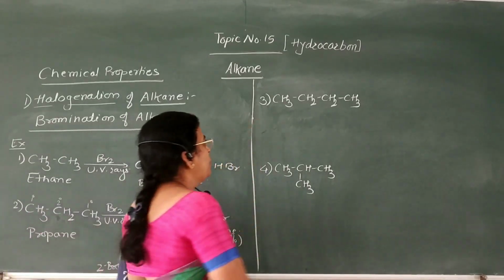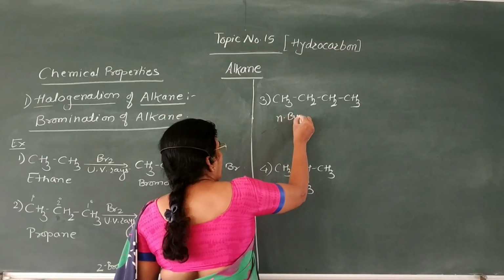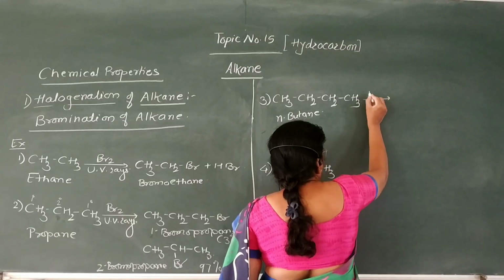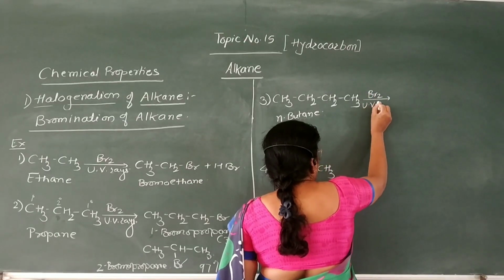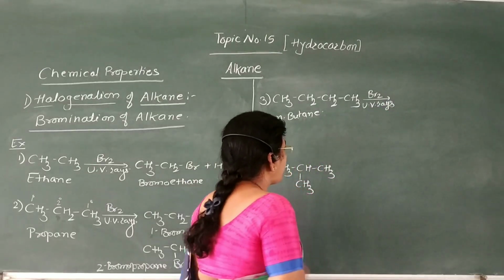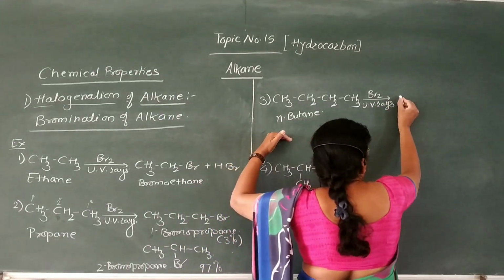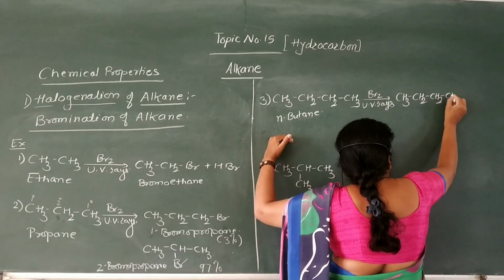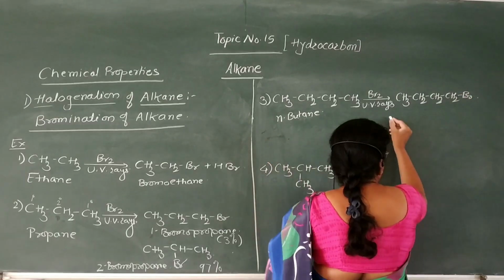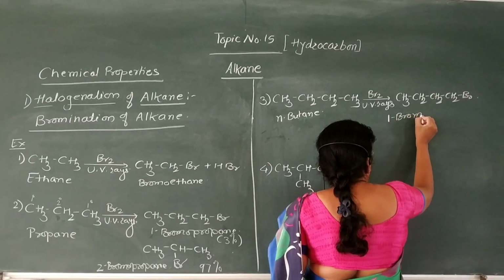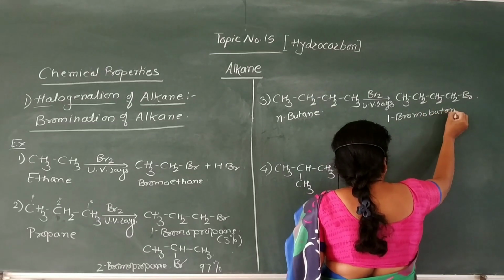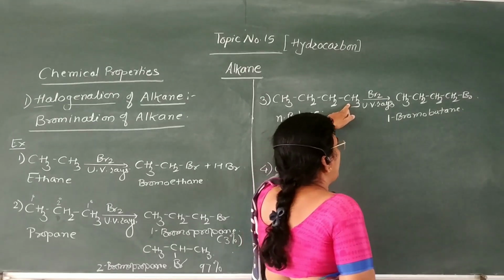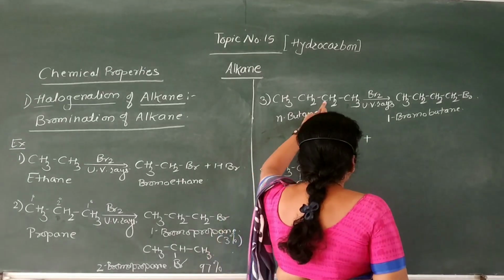Then third example, now this is butane. In butane all carbon atoms are in a straight chain, therefore it is n-butane. Now when this compound undergoes bromination in presence of ultraviolet rays, then here we will get two products. First is CH3CH2CH2CH2Br. This is 1-bromobutane, that is, the hydrogen atom from a primary carbon atom is replaced by bromine.